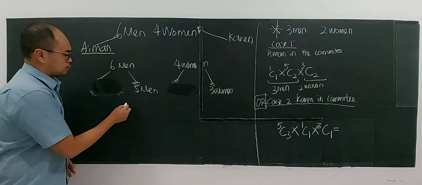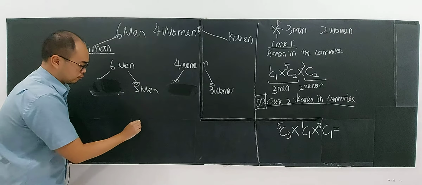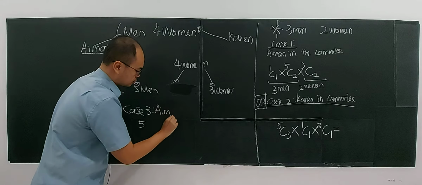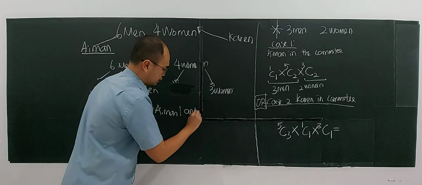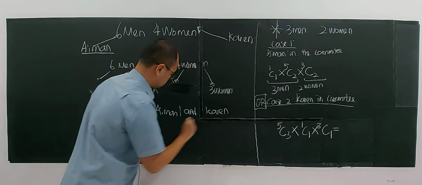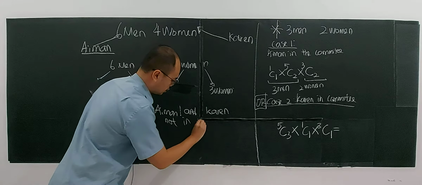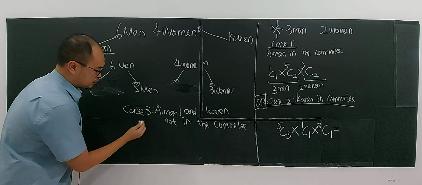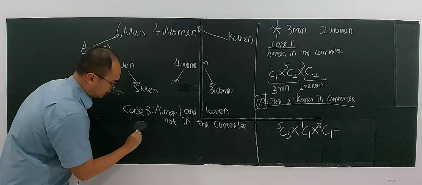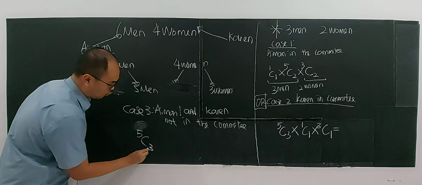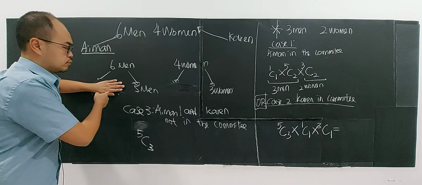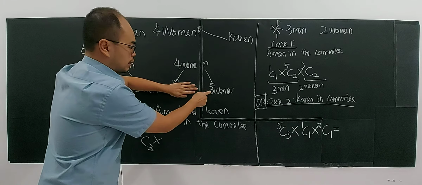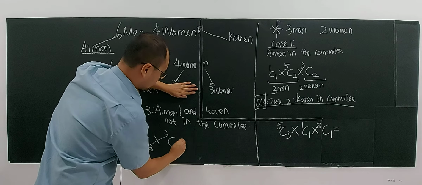So now Aiman is out, leaving 5. So case 3: Aiman and Karen are not in the committee. So case 3 here will be 5 choose 3. Why 5 choose 3? Aiman cannot be in. Karen cannot be in. Even though there are 4 women, only 3 are left. So 3 choose the remaining 2.